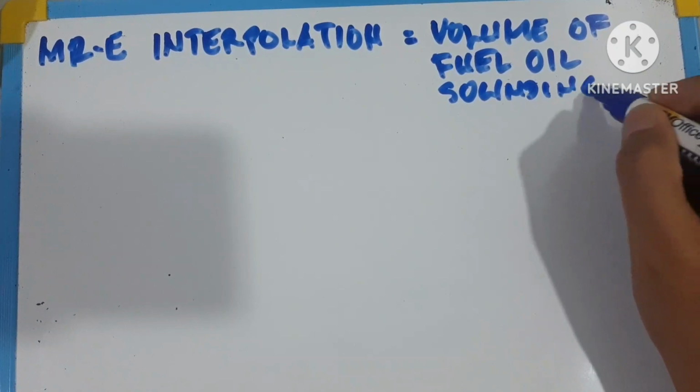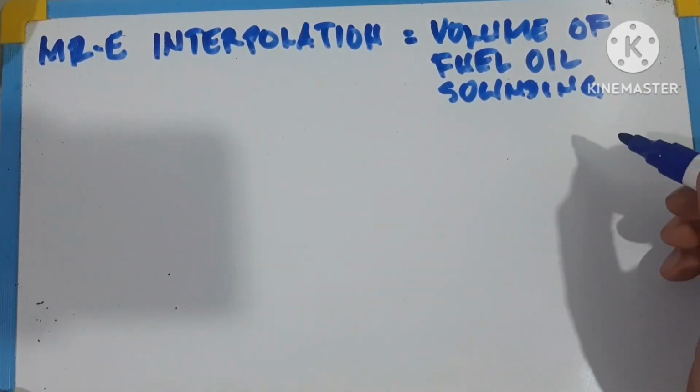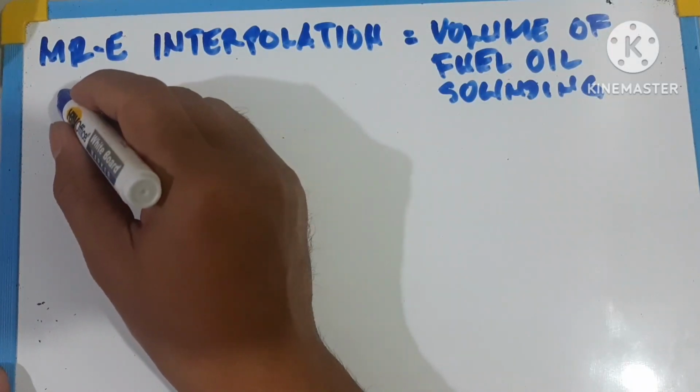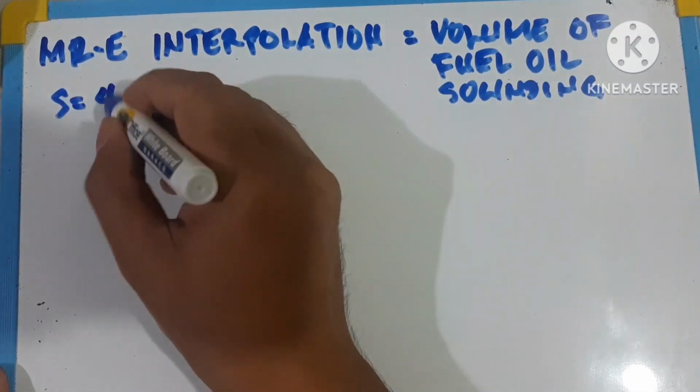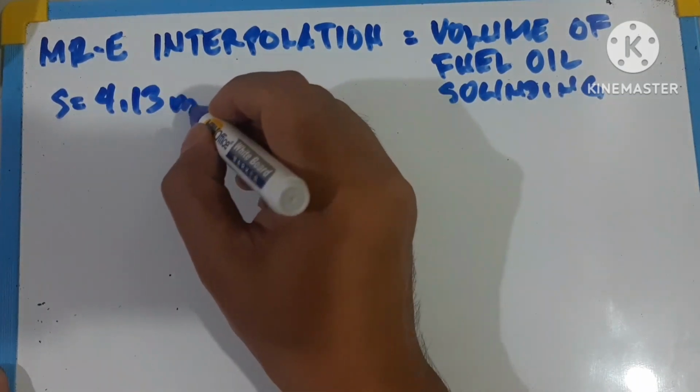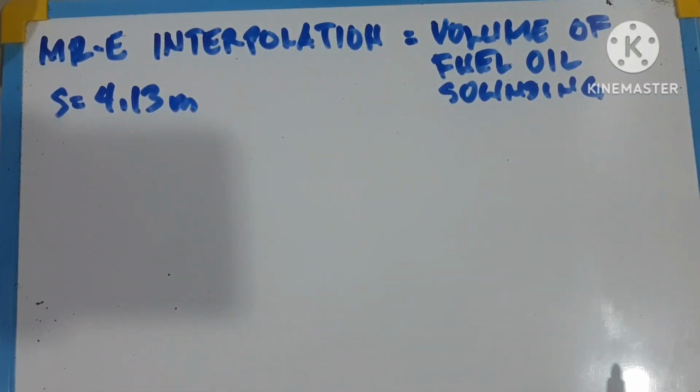So it means there is a given sounding. Let us say the given sounding is 4.13 meters. The trim is already considered, which is even keel.